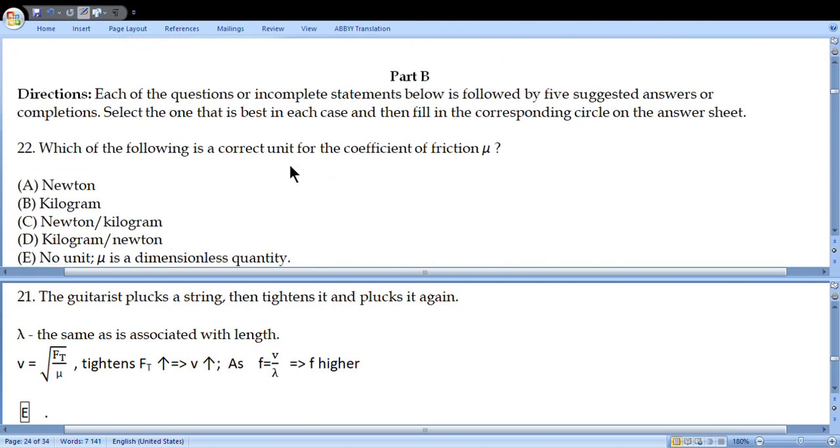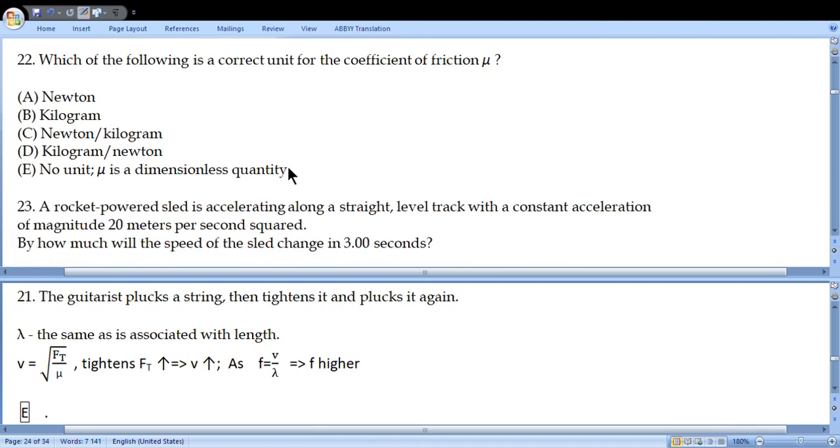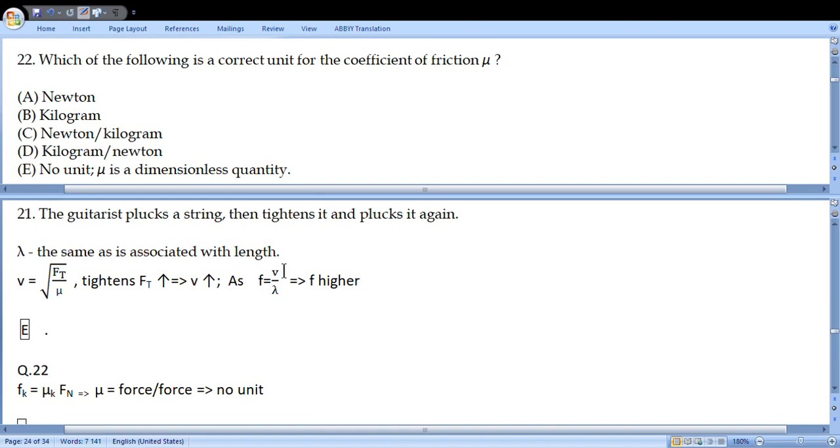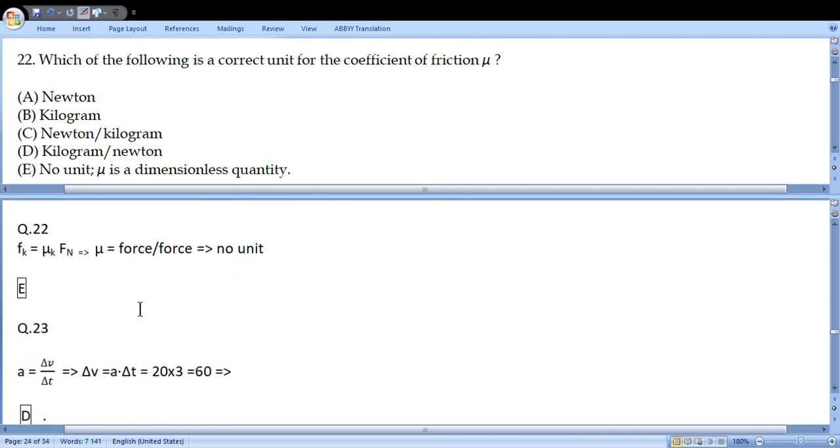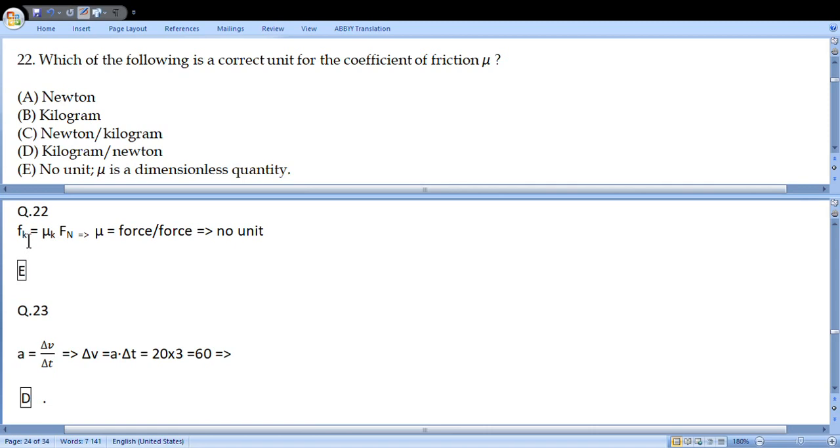Question 22. Which of the following is the correct unit for the coefficient of friction, mu? So first of all, formula for friction force equals mu times normal reaction. Rewriting for mu, we get force over force, no unit. So no unit is E.